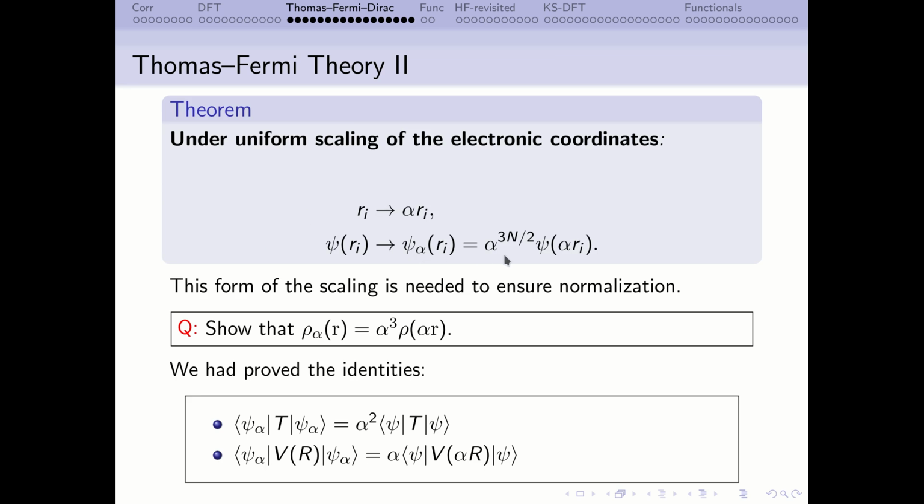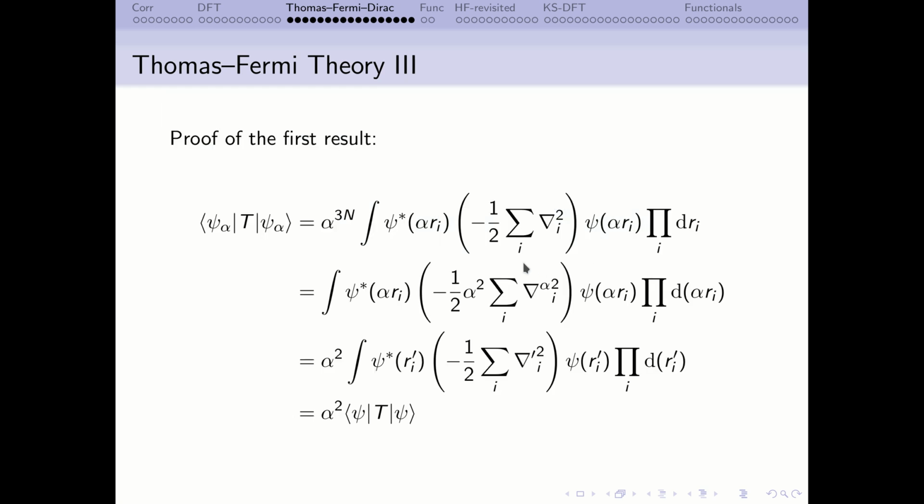So this is psi alpha, just to remind you, it's given by alpha raised to the power of 3n over 2 times psi of alpha ri. So that you get a 3n over 2 from both psi star and psi, that gives you alpha to the 3n. The integral over psi star alpha ri, the kinetic energy operator for all the n electrons, so there's a sum here over i, and then psi alpha ri. The product here of dri just tells us that we are integrating over all electrons.